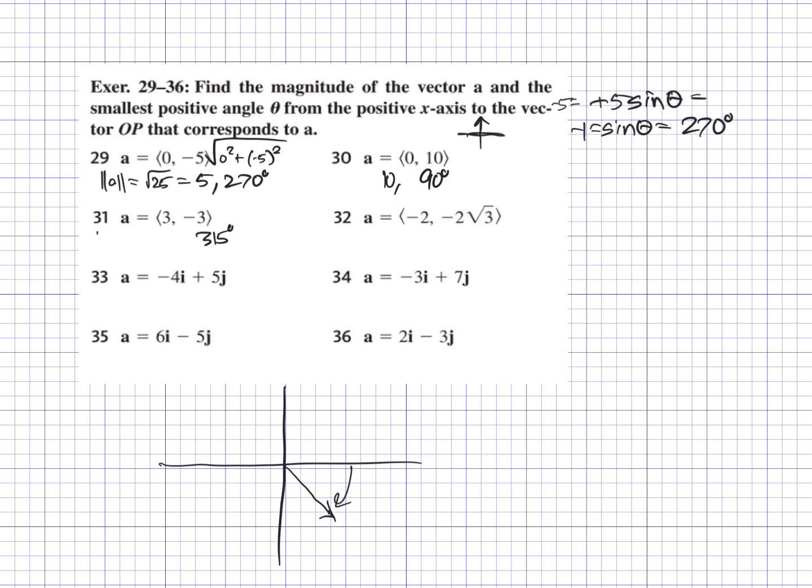And then find the magnitude. The magnitude of A is equal to 3 squared plus negative 3 squared. That's 9 and 9, the square root of 18. The square root of 18 is 4.2. So that's your magnitude, and the direction is 315 degrees.